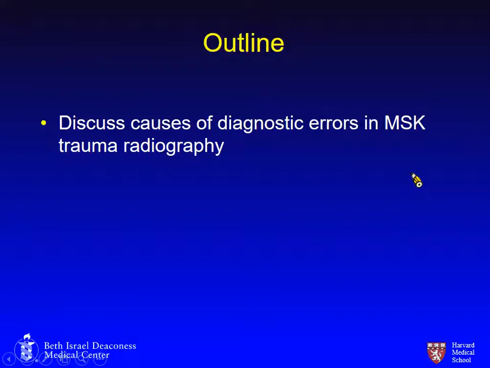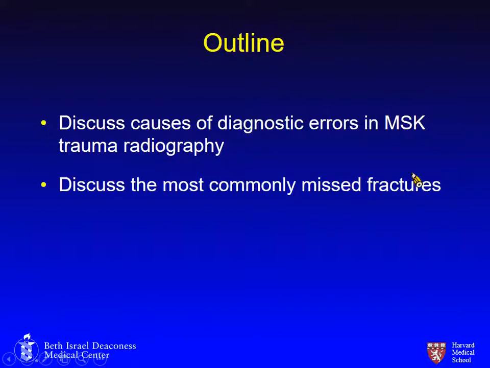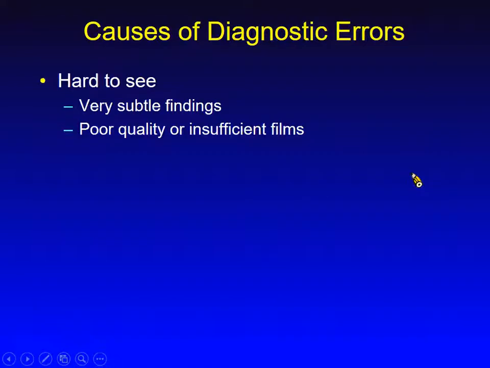All right, so the outline of the rest of this talk is to discuss the causes of diagnostic errors in MSK trauma radiographs, and we're going to discuss the most commonly missed fractures. Basically, I looked at a lot of different papers and looked at our own QA database to see what are the fractures that we miss the most. And I'll talk about some tips that we can use to help you diagnose those fractures so we don't miss them.